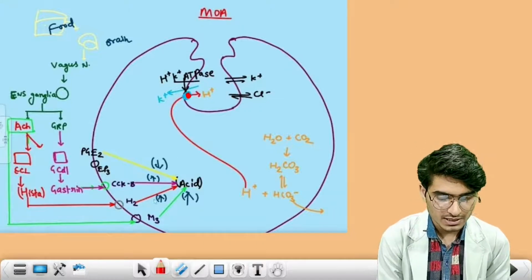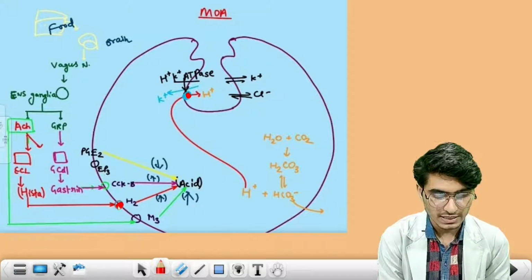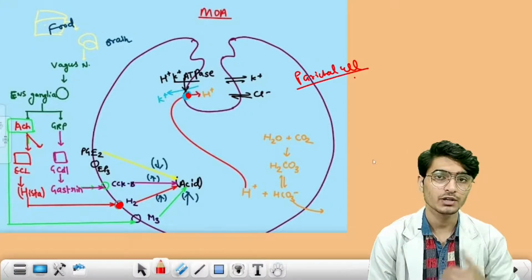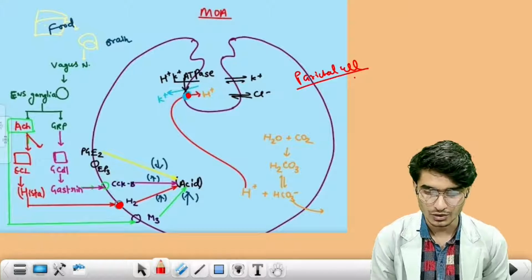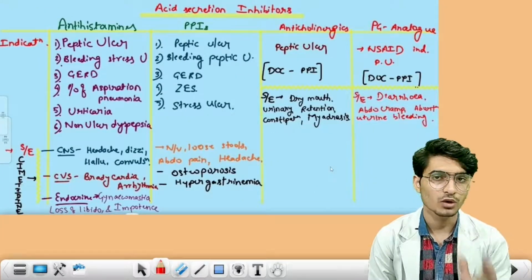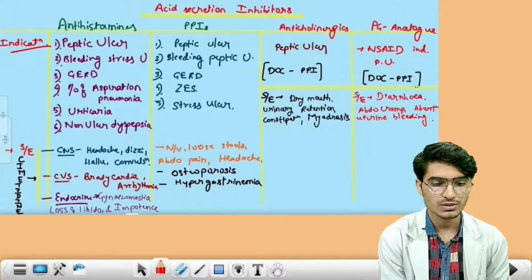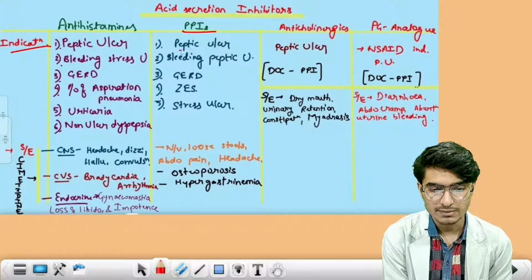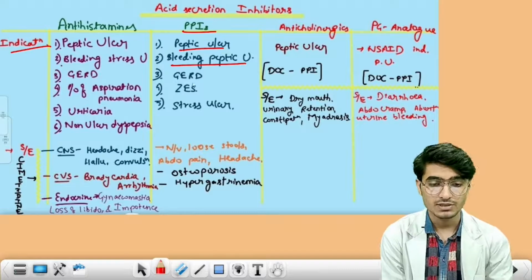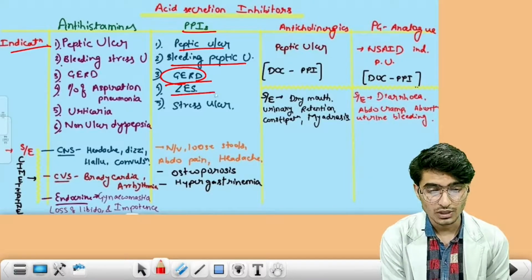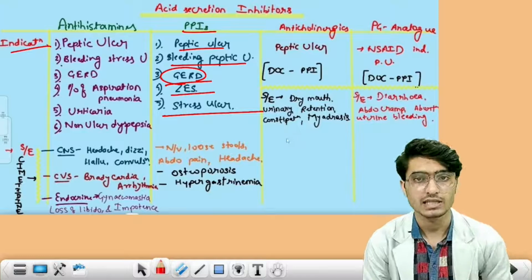The second mechanism is the blockade of the receptor, that is the H2 receptor present over the parietal cells, right? So we need to block this receptor in order to decrease the acid output. Now we have discussed the mechanism of action of these two drugs. Now we will go for the indications and uses of those two drugs. So indications of PPIs are peptic ulcers, bleeding peptic ulcers, and GERD, and Zollinger-Ellison syndrome, and stress ulcers.